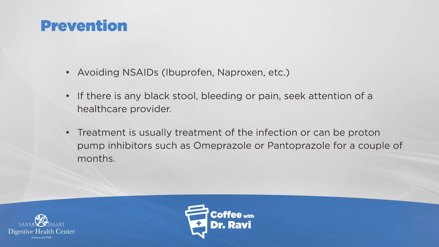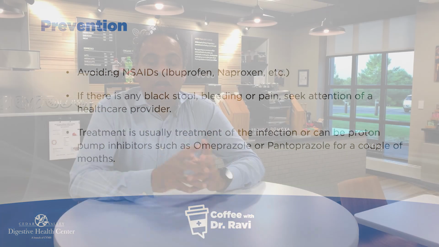How can we prevent this? Number one, avoiding ibuprofen-type medications unless we absolutely need them. The second aspect is that if there is black stool or bleeding or blood, seek the attention of your healthcare provider. And as always, continue to observe your body and be vigilant for any changes. That can be a preventative strategy too.